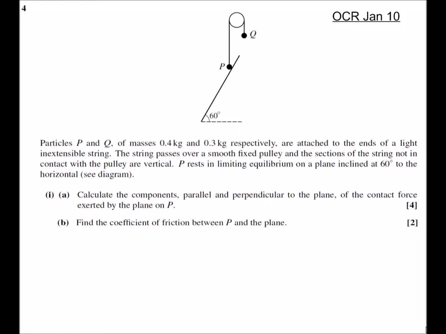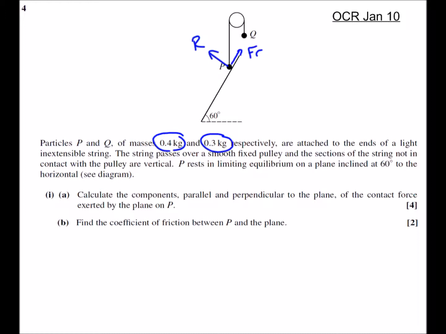Part A. Calculate the components parallel and perpendicular to the plane of the contact force exerted by the plane on P. So we're looking at the particle P and we're asked for the contact force. Well, the contact force consists of the normal contact force, which is going to be R, and the friction force. If we look at the diagram, friction might be acting up or down. It's more likely to be acting up the plane, especially as P is going to be heavier. So P is 0.4 kilograms and Q is 0.3, so we're expecting P to want to move down the slope. So I'm going to draw friction going up the slope.